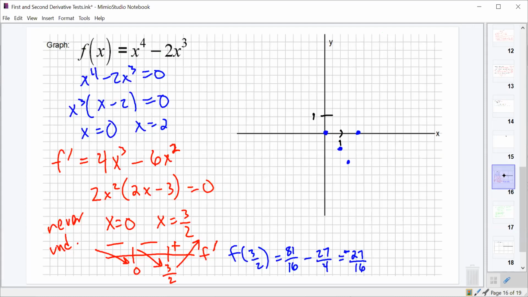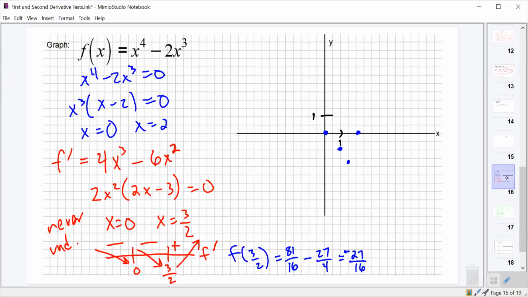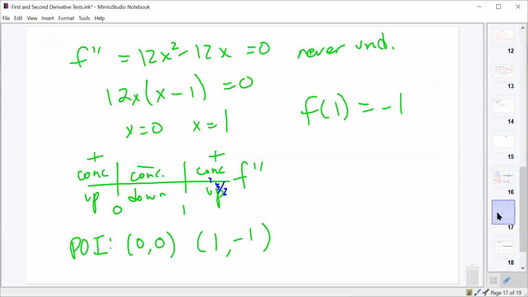So we know that from negative infinity to 3/2, it's decreasing. So it should be decreasing throughout all of this until we get to this local min, and then it should start increasing. So let's start with what's going on after 3/2. After 3/2, it's increasing, and it's also concave up. So concave up and increasing looks like that. From 1 to 3/2, it's decreasing, and it's still concave up.